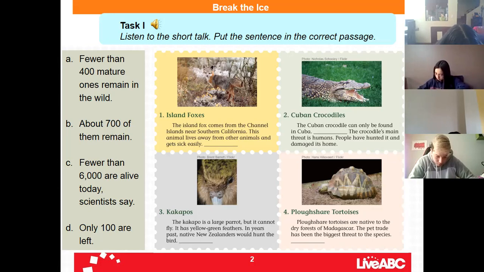In the United States, less than 1,000 island foxes are left. These small animals often die from disease. Finally, there is the kakapo. The kakapo is a large parrot. It lives in New Zealand. Hunters have killed off most of these birds. In fact, only 100 are still alive today. If humans continue to hunt these animals and take away their land, they may disappear within the next 10 years.